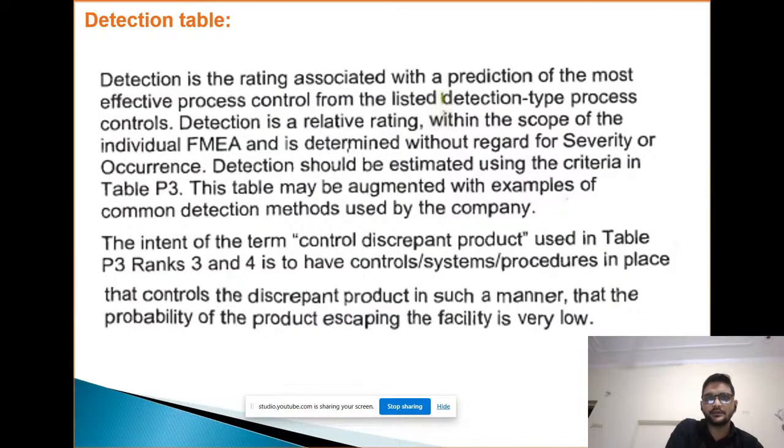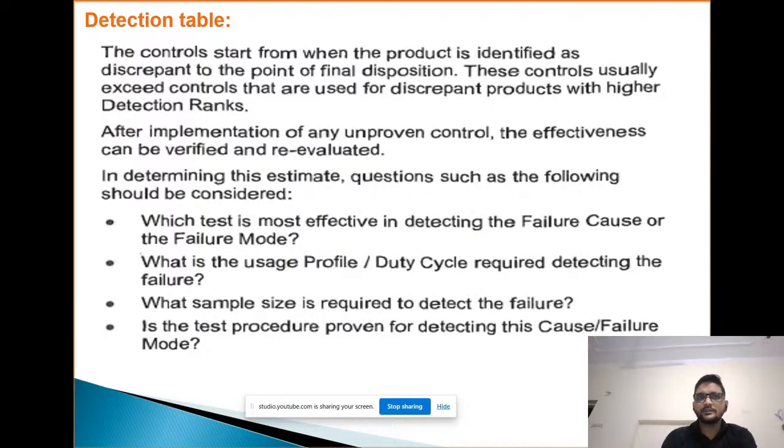The intent of the term control of discrepant product used in the table is to have a control system process in place that controls the discrepant product in such a manner that the probability of the product escaping the facility is very low. Now, the control starts from when the product is identified as discrepant to the point of final disposal. These controls usually exceed controls that are used for discrete product with higher detection rating. After implementing any unproven control, the effectiveness can be verified and re-evaluated.